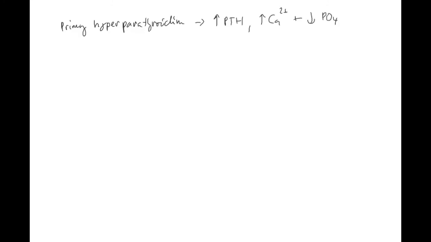And the last thing is the table where we're going to compare everything. So in case of primary hyperparathyroidism, over here you would expect, of course, high PTH, and this is the only case where there is high PTH, high calcium, plus decreased phosphates, if the kidneys are working fine.